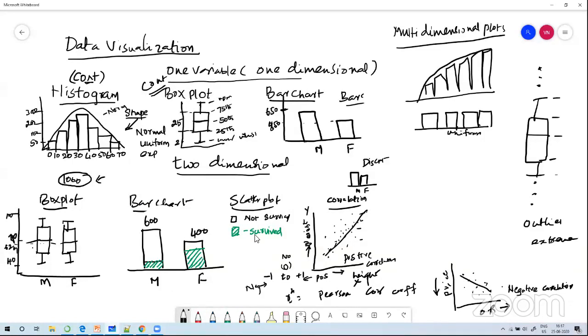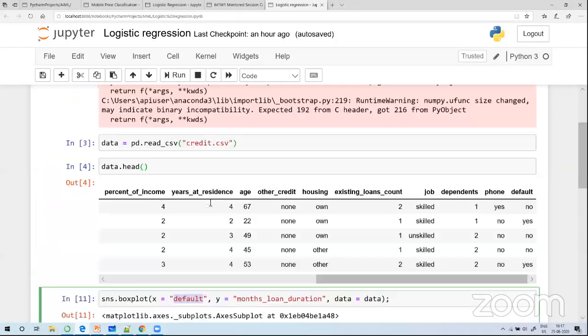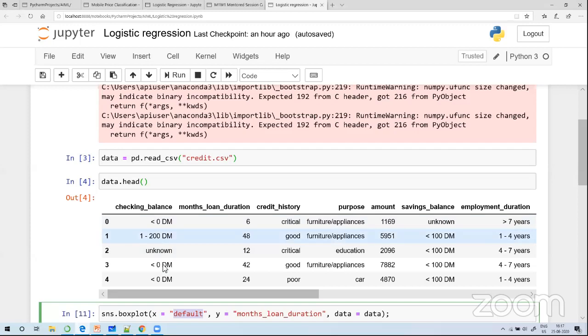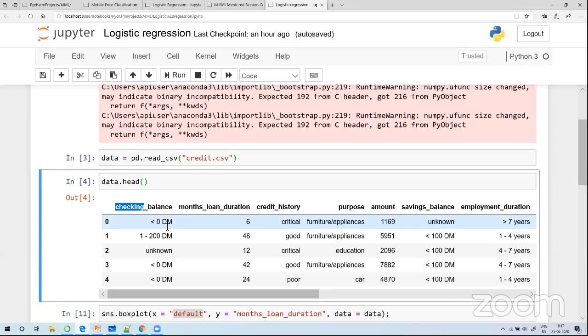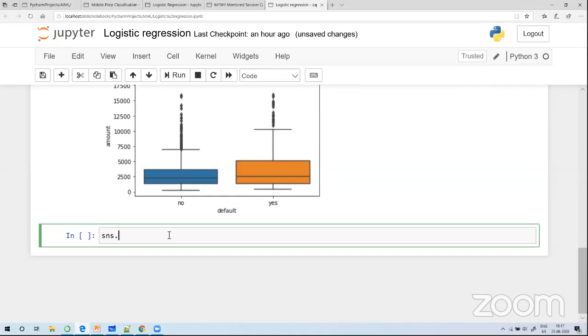Gender separately, survived, not survived. If we take the Titanic example, we want to see if the ratio of people survived is the same in both male and female category. So similarly here, we want to see if the ratio of people who have defaulted is the same across different categories of checking balance. If it is the same, then checking balance has nothing to do with a person defaulting the loan. If it is not the same, then checking balance is important in deciding whether a person is going to default or not.